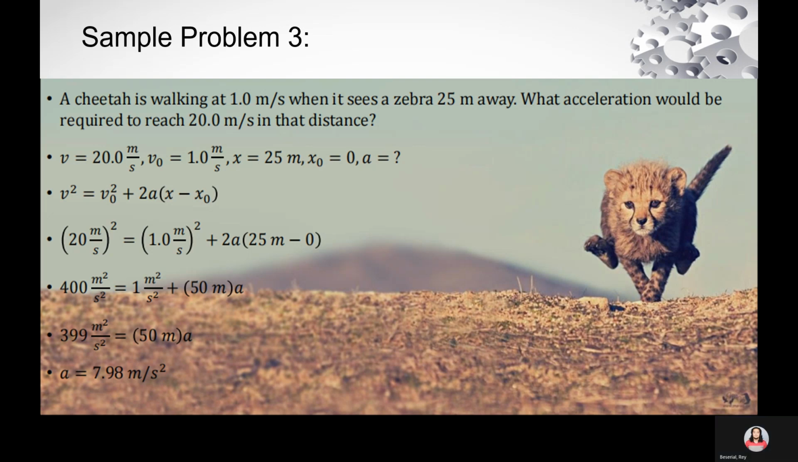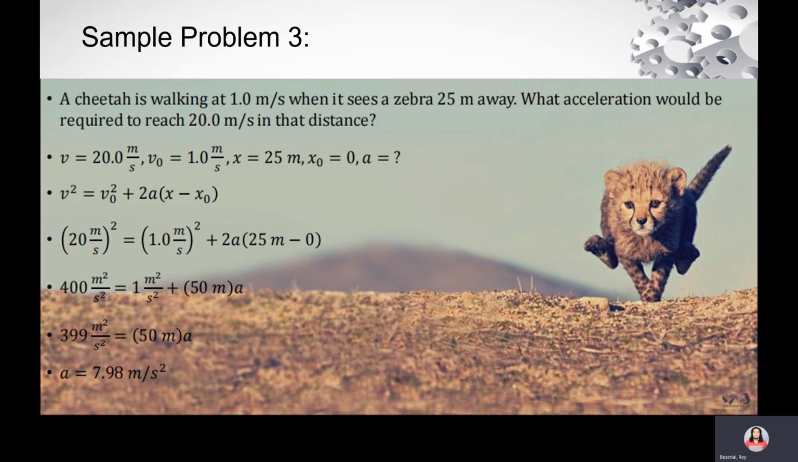So, yung formula na gagamitin natin is yung v squared equals to initial velocity squared plus 2 times acceleration, open parenthesis, final position minus initial position. So, yung ating velocity, final velocity is 20 meter per second, and then squared is equals to initial velocity na 1.0 and then squared plus 2a. Ang ating variable, di ba? Acceleration. So, 2a. And then, yung ating final position dapat 25, di ba? Okay? 25 minus 0 from the initial position na 0.